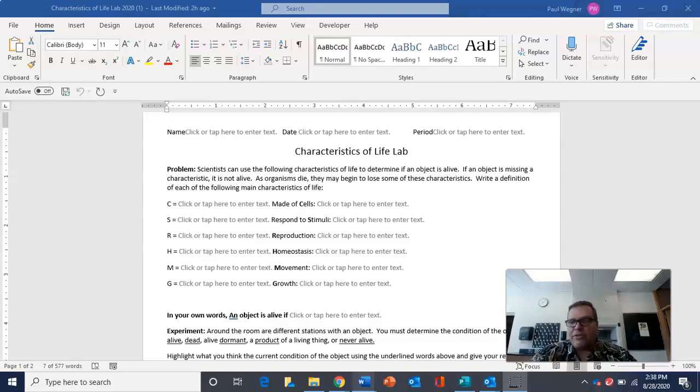Cells. Cells are the building blocks of everything that's living. If something is not composed of living cells, it's not alive. Don't care what it is, it was not alive if it's not composed of living cells.